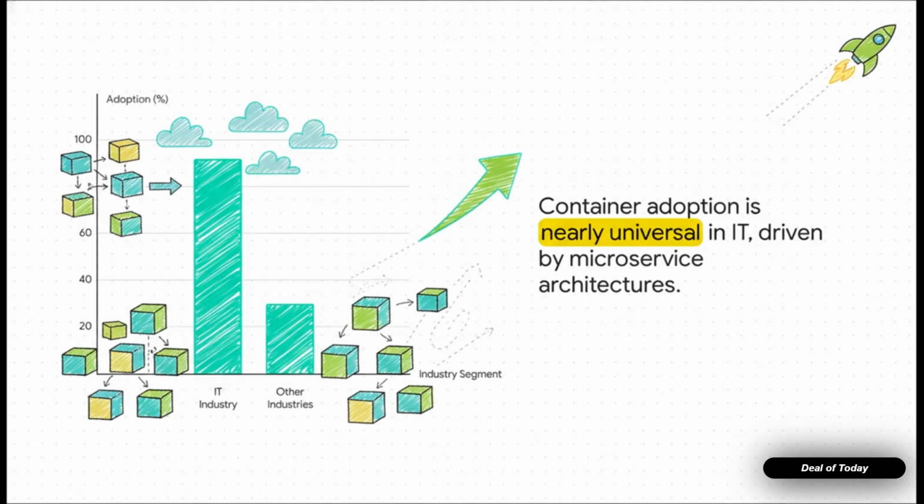And this chart just perfectly illustrates the impact. Inside the IT industry, container use has exploded to 92%. And why is that? Well, it's because IT is all about microservices these days, breaking down big apps into smaller independent pieces. Containers are a perfect match for that. Now, adoption is a bit slower everywhere else, but you can see exactly which way the wind is blowing.